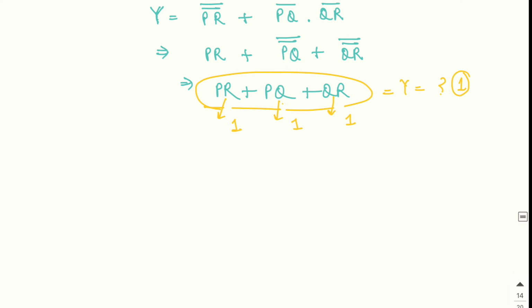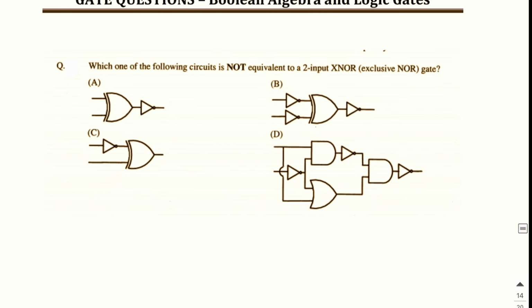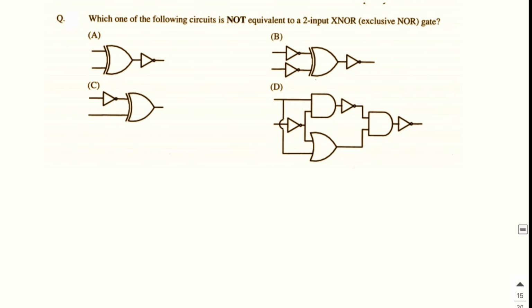Let's come to the next question now. Which of the following circuits is not equivalent to a 2-input exclusive NOR gate? Now you can see this is again a similar question to what we have been dealing with till now. If I look at the first option, first I have an XOR gate and then I do an inversion of this. So this is obviously an XNOR gate as a result. So this is not my answer.